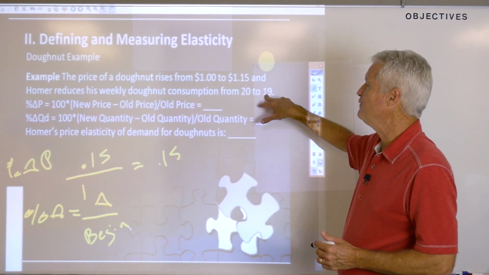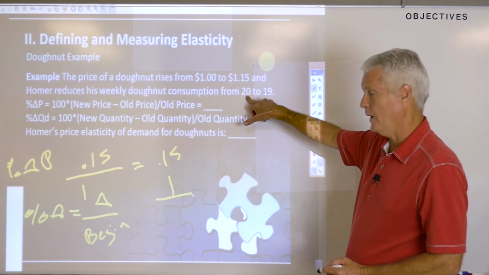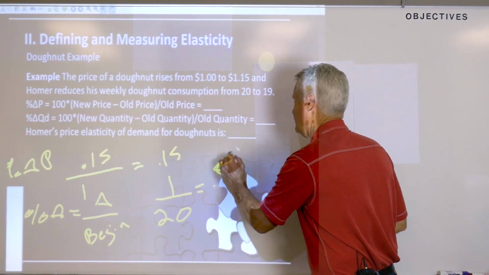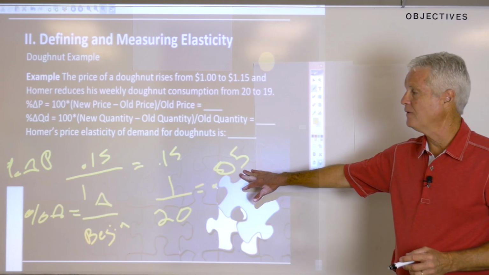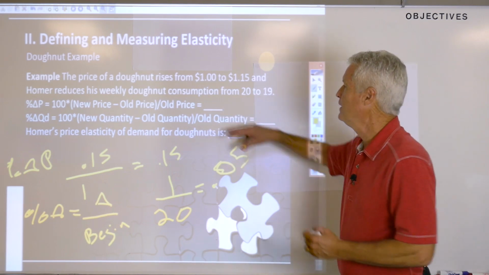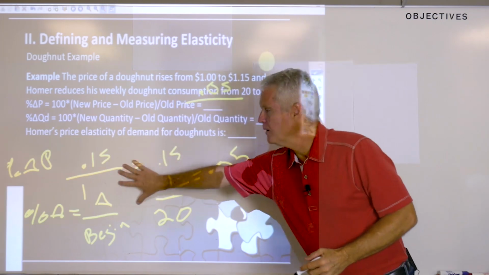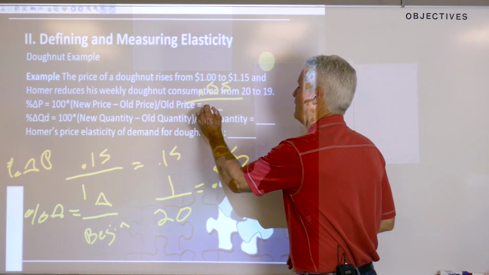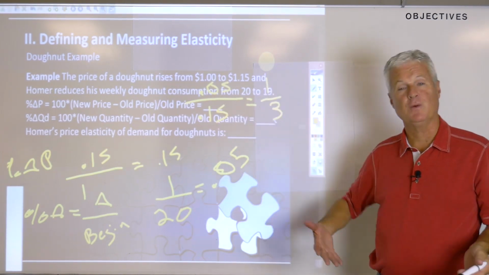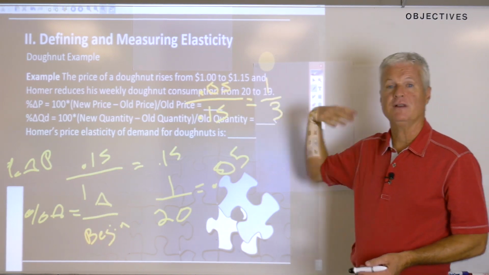Okay, we need to do the same thing for quantity. Well, how much did it change by? 1. Where did it start? 20. 1 divided by 20 equals 0.05. Okay, quantity is always on top. So the 0.05, that's the change in quantity, divided by the percent change in price, 0.15, that equals 1/3, right? 5 divided by 15 equals 1/3. Less than 1, inelastic.